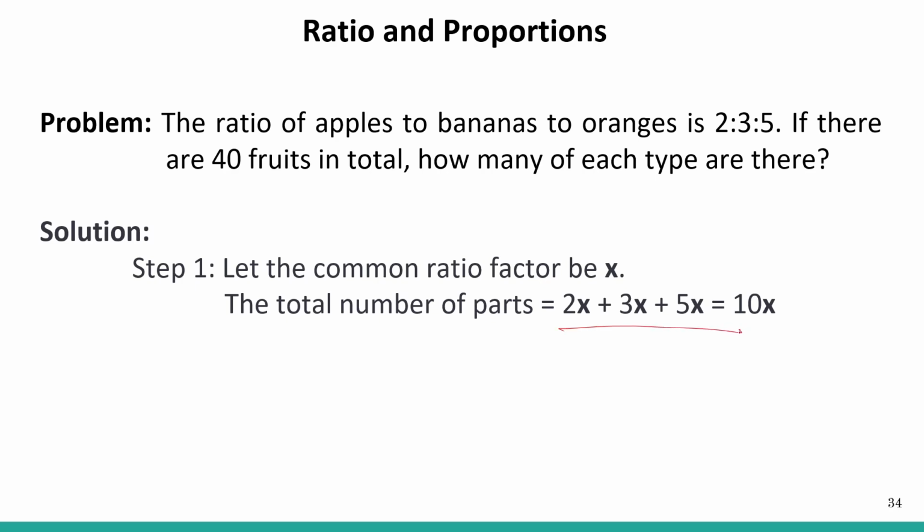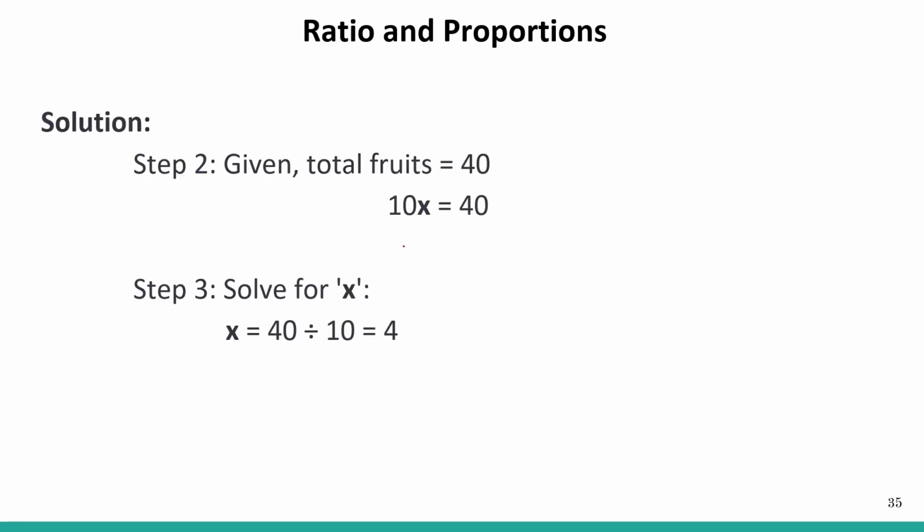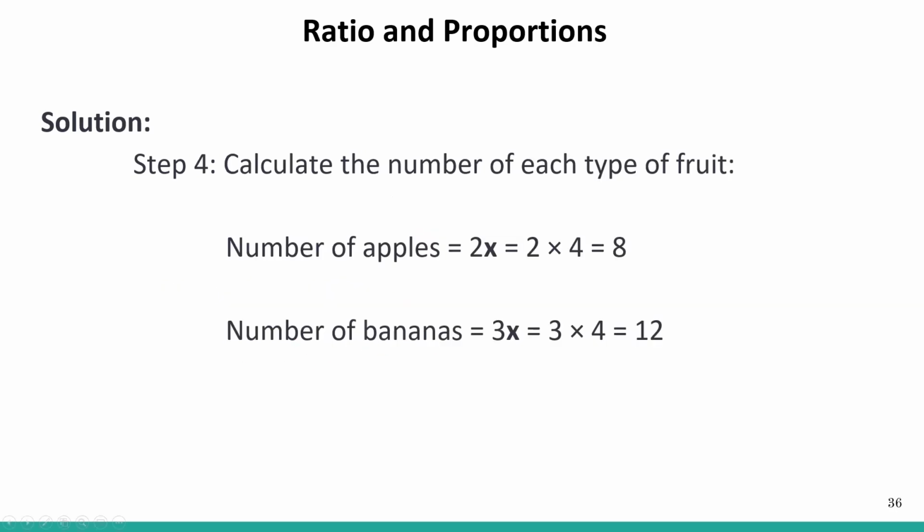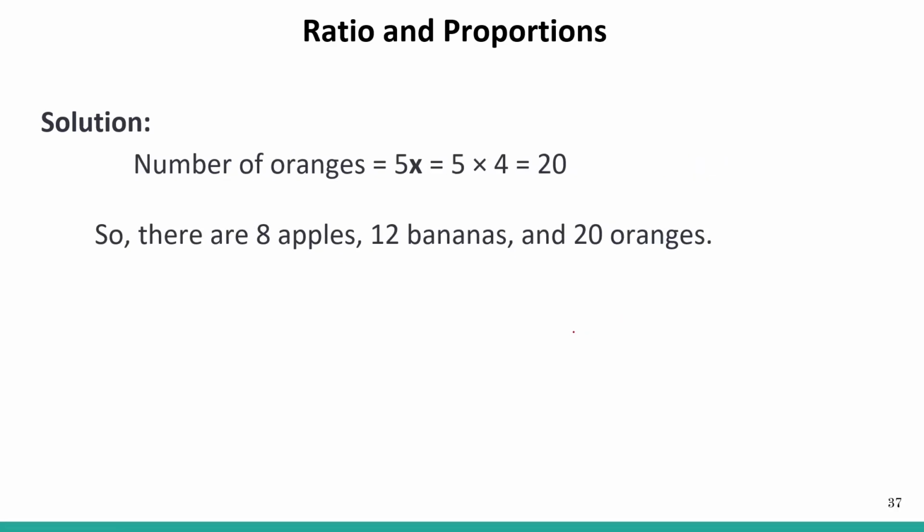Thus their sum will be 10x. Then we equate 10x with 40 and we are left with x equal to 40 by 10, that is equal to 4. Then we calculate the number of each type of fruit. The number of apples is 2x, that is 2 into 4 is equal to 8. The number of bananas is 3x, that is 3 into 4 is equal to 12. The number of oranges is 5x, that is 5 into 4 is equal to 20.